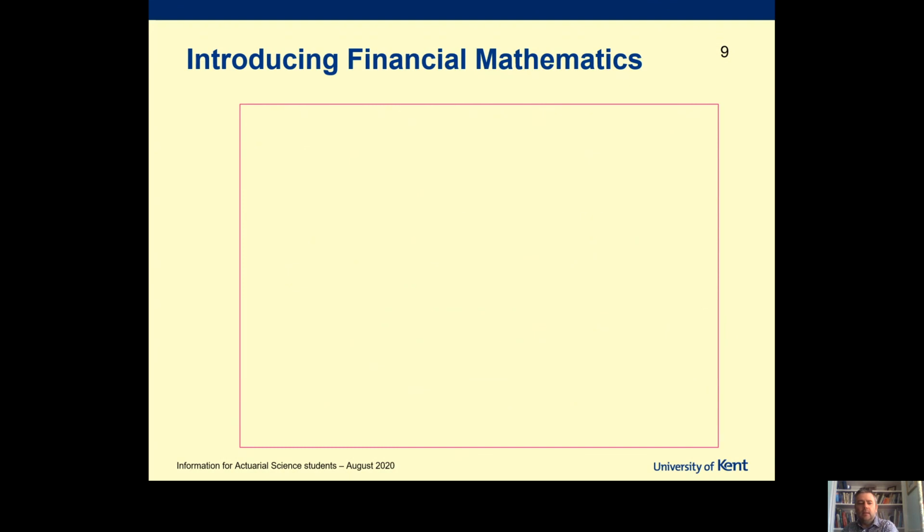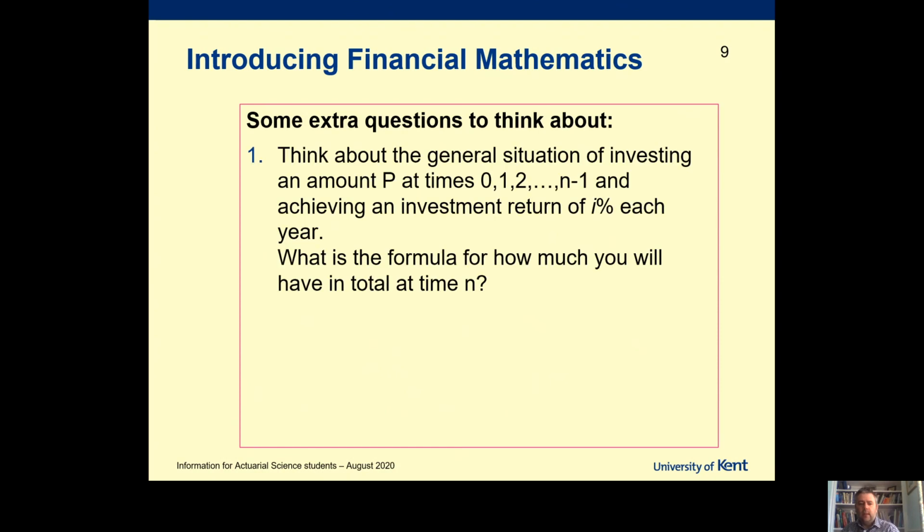And then there's some extra questions you can have a think about, which build on what you've just seen. Okay, so the first one is to generalize what you just saw. We started with 5 payments made each year of £100 at a 4% interest rate. What if we generalize that?